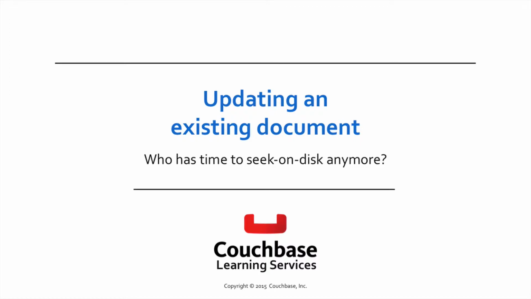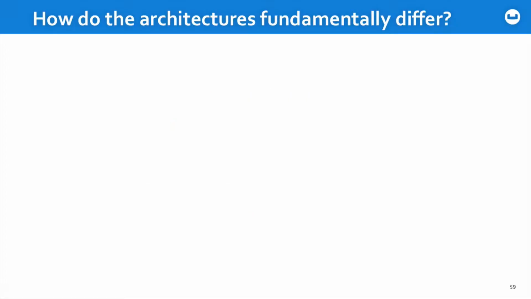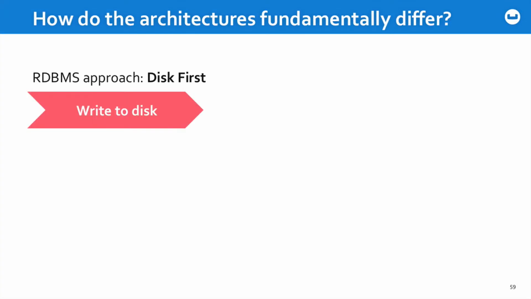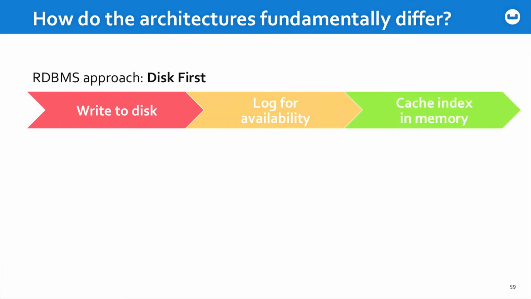So how do you go about updating a document once you've got it? And as a side note, who's got time to seek on disk anymore? One of the fundamental drawbacks of traditional RDBMS technology in the age of modern hardware is that it's a disk-first technology. It takes time to write everything to disk first and then log it for availability, and then eventually cache an index of it in memory for ease of use if you ever actually want to use it again. So virtually all reads and writes need to seek on disk.